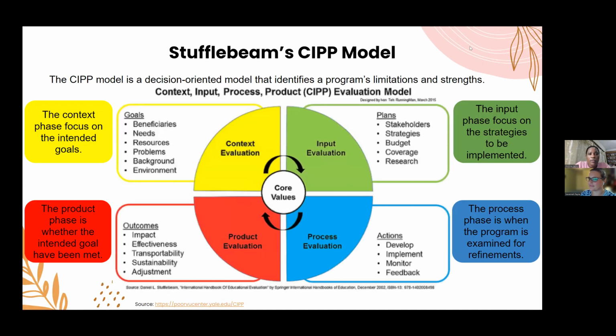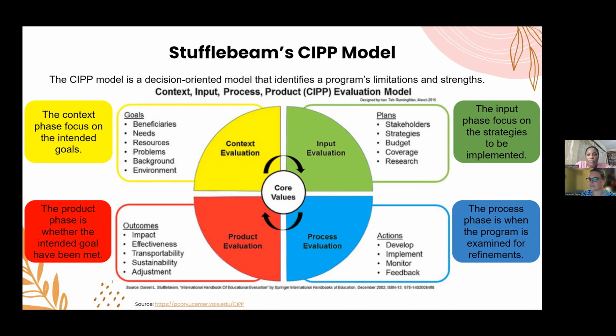The next evaluation is Stufflebeam's CIPP model. The CIPP model is a decision-oriented model that identifies a program's limitations and strengths. So it begins with the context evaluation that focuses on the intended goals of the program. So these goals could be beneficiaries, needs, resources, problems, background, or environment.